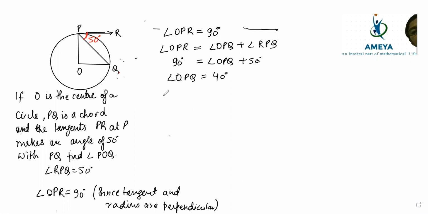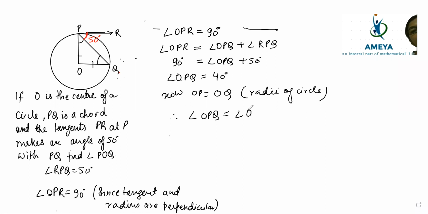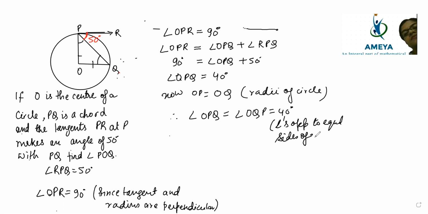Okay, now OP is equal to OQ. What radii of circle? So this will be equal to this. So this angle will be equal to this. Therefore, angle OPQ will be equal to angle OQP is equal to 40 degree. Why? Angles opposite to equal sides of a triangle are equal.